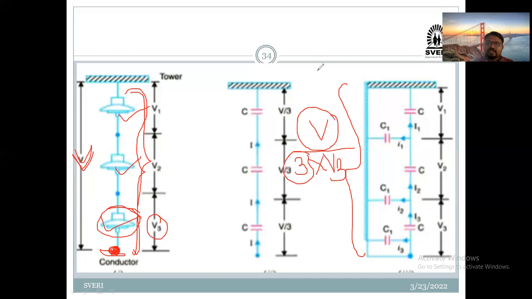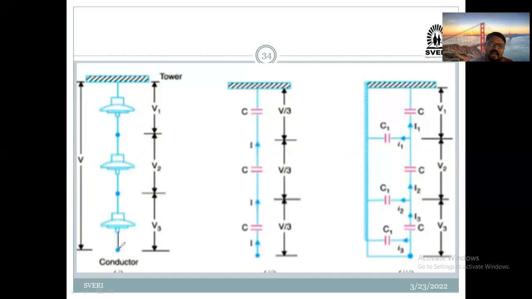Okay, we can see another example. Now, if I add one more disc here, and here is my conductor, and the voltage across this disc is nothing but V4. The total voltage across this is again capital V. So how can I write the formula for string efficiency? Who can tell me the string efficiency formula? What is the formula?